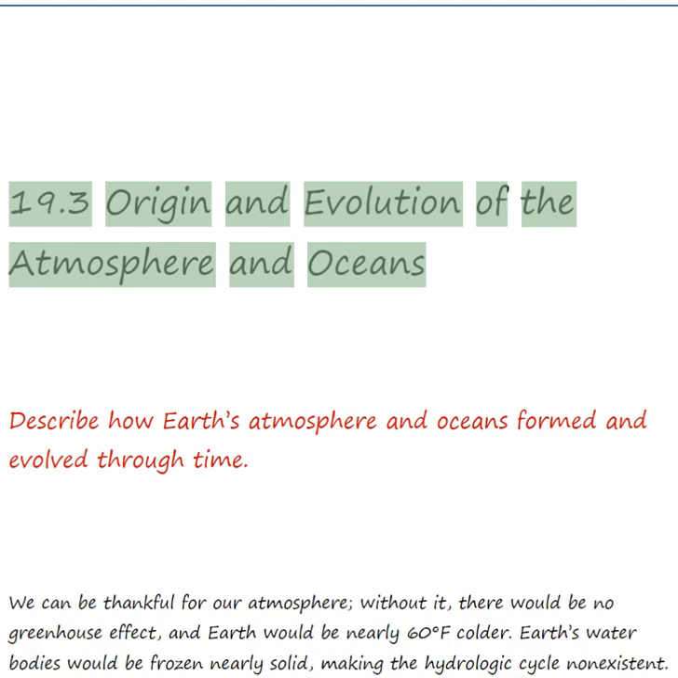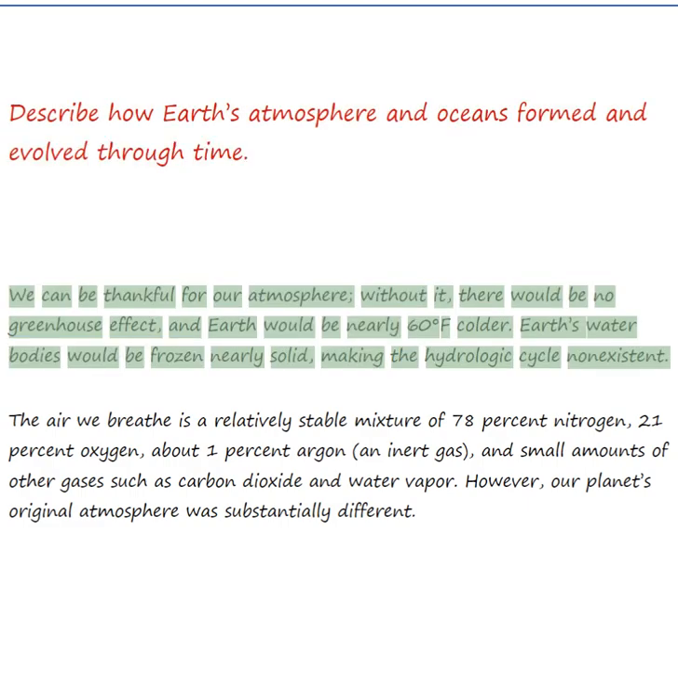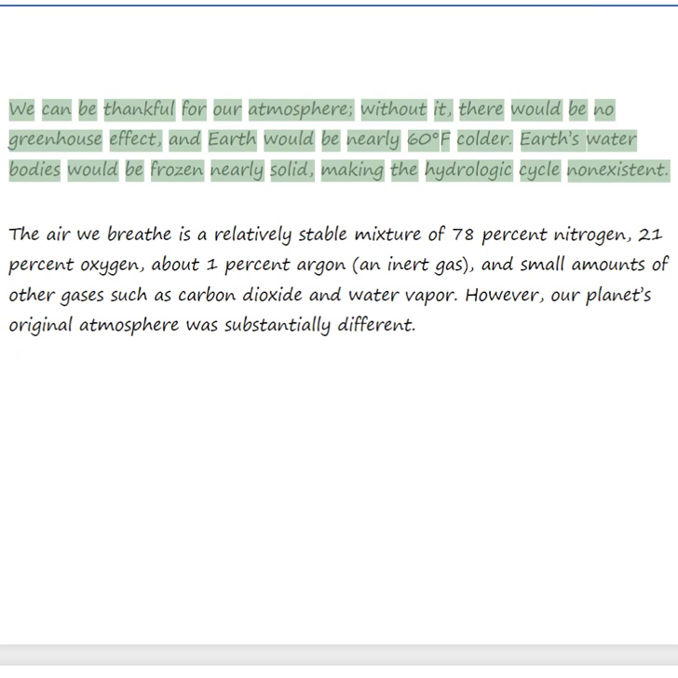19.3 Origin and evolution of the atmosphere and oceans. Describe how Earth's atmosphere and oceans formed and evolved through time. We can be thankful for our atmosphere. Without it, there would be no greenhouse effect, and Earth would be nearly 60 degrees Fahrenheit colder. Earth's water bodies would be frozen nearly solid, making the hydrologic cycle non-existent.